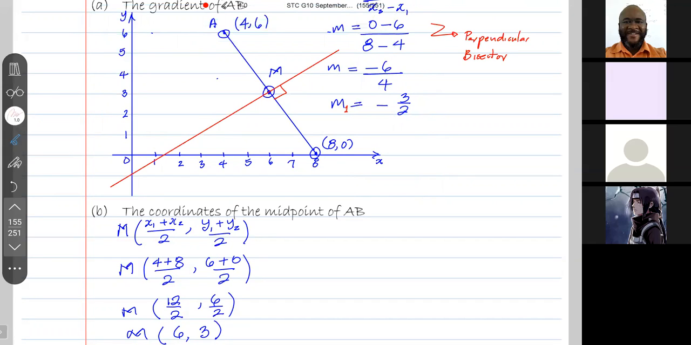Guys, I just did example 8. Example 9 has already been done. I want you all to do example 10.